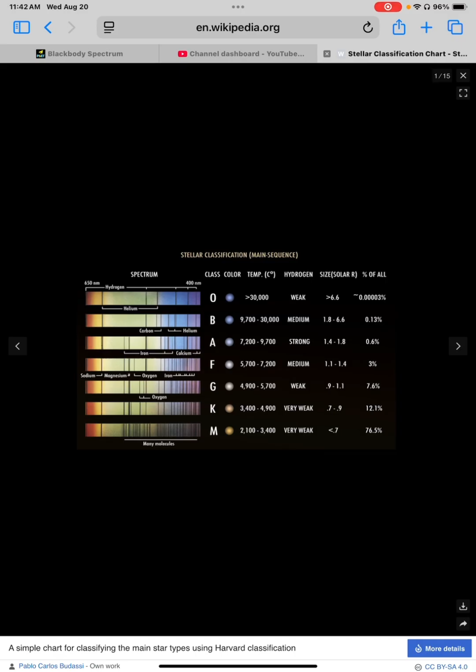They also show the percentage of all stars, so I guess what they show here is that 76.5% of all stars are M class stars, and then only 0.00003% are class O stars. And they don't list here their lifespan, but the general rule is, like the saying goes in real life, the star that shines the brightest burns the shortest, something like that, I think is the quote.